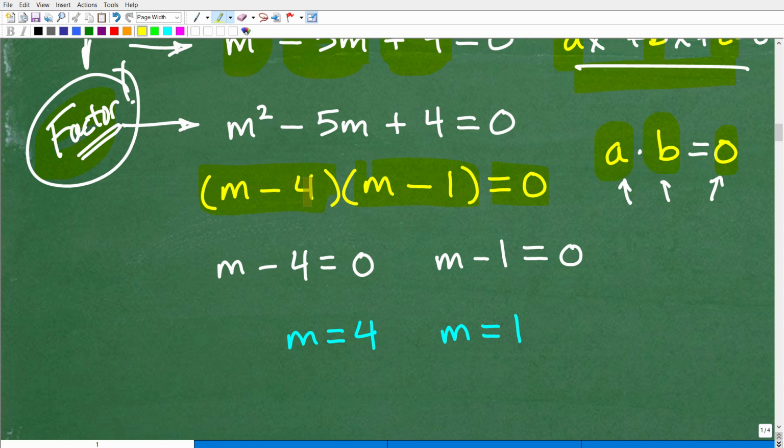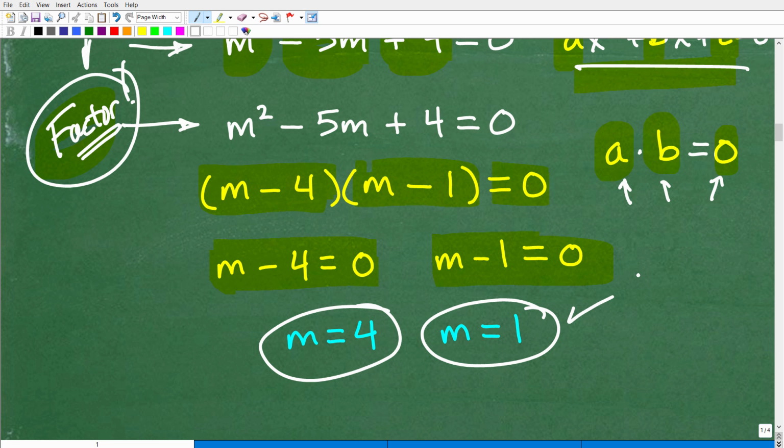So if I have m minus 4 times m minus 1, guess what? This thing or both of these things must be 0 because this times this is equal to 0. So we're going to set both of these equal to 0 and solve for m. That's the next step, and actually, it's the final step to solve this quadratic equation. So we have m minus 4 is equal to 0, and m minus 1 is equal to 0. Now we add 4 to both sides, we get m is equal to 4, and here we add 1 to both sides, m is equal to 1.